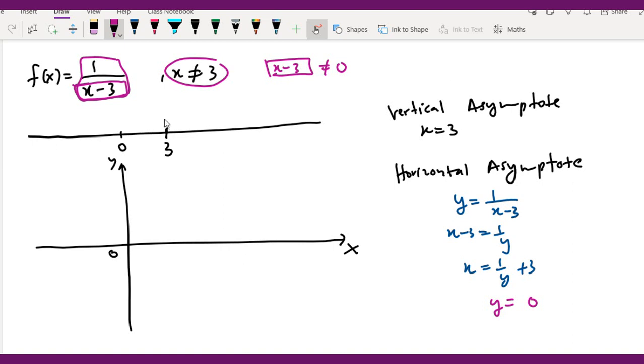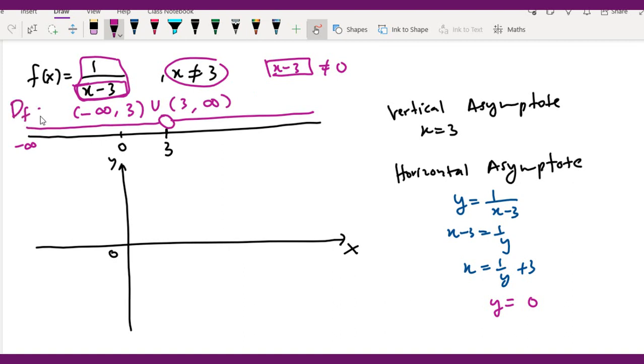Or we can write it on a number line. The domain is all real numbers except 3: negative infinity to 3, union 3 to infinity. This is the domain for this function. The graph has an asymptote. So x not equal to 3 means x equals 3 is the vertical asymptote.